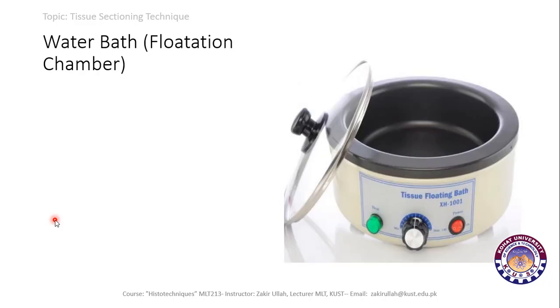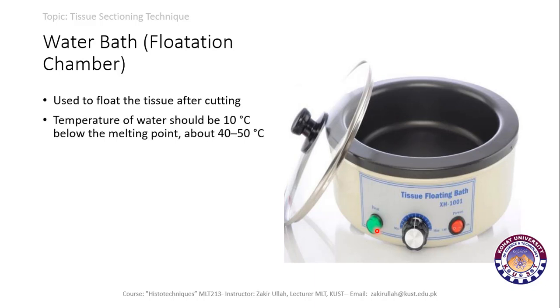This is the water bath or the flotation chamber. Here we can see in this image, it contains warm water at roughly 30 to 37 degrees centigrade. This is the thermostat, which is adjusted with this knob, the on-off button and the heat button. This type of water bath or flotation chamber is used to float the tissue after cutting.